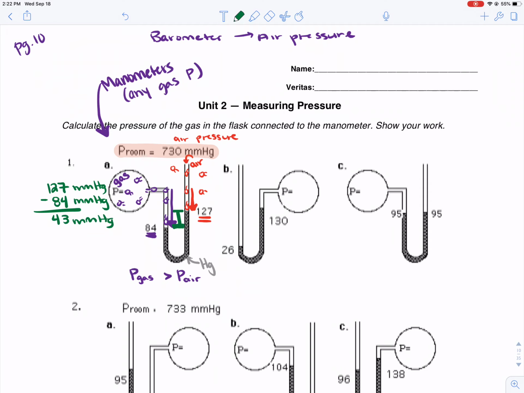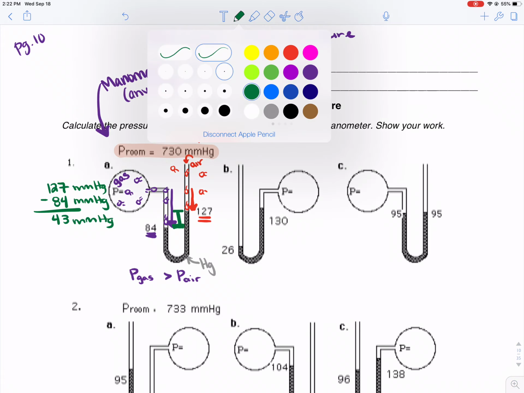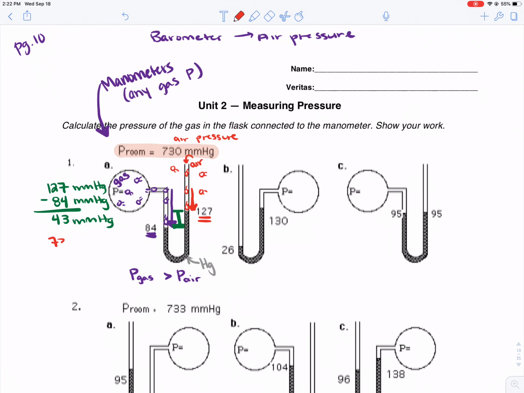Now, the pressure of my room is 730 millimeters of mercury. And I know the pressure of my gas is greater because it was pushing down more. So if the pressure of my gas is 43 millimeters of mercury different and it's greater, that means I need to add 43 millimeters of mercury to the pressure of my room. And when I add those, I get 773 millimeters of mercury.